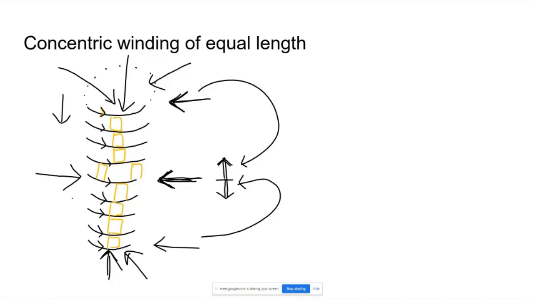Okay. Now my question is, there are spacers. I have shown this yellow color one. There are spacers which hold the winding rigidly. Now my question is, which spacer will experience the highest stress? Middle spacer or end spacer? This is the end spacer. This is a middle spacer. Which spacer will experience the highest stress?